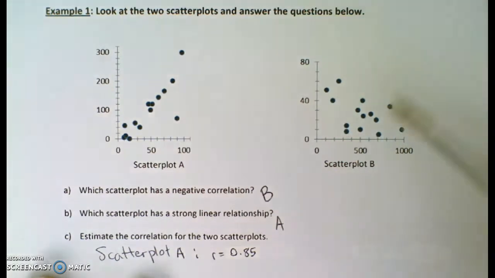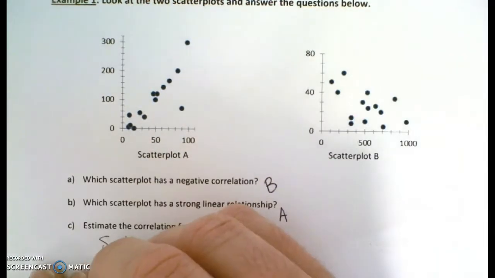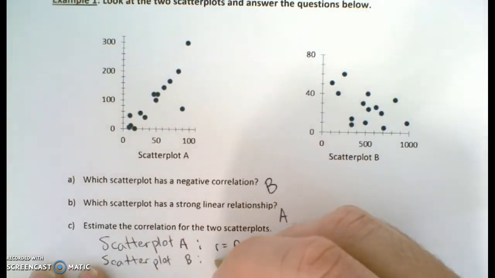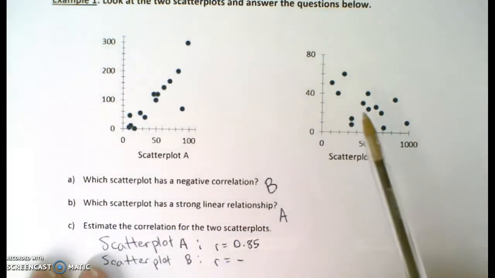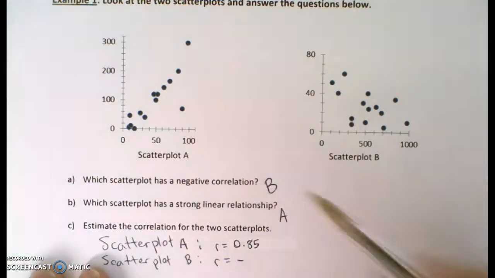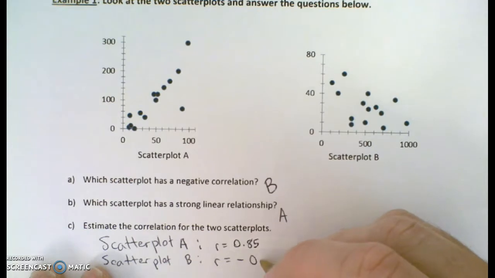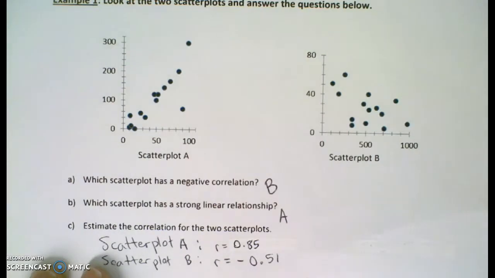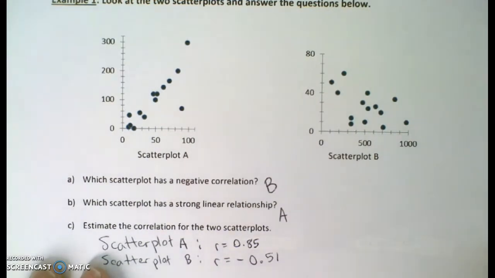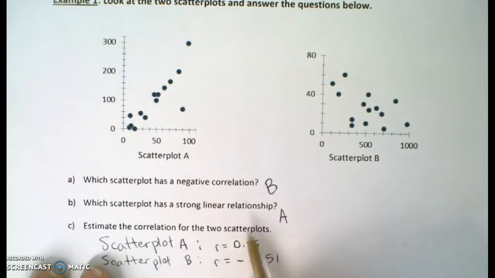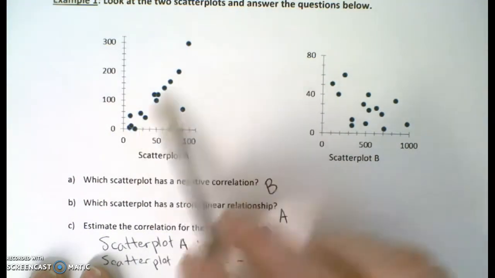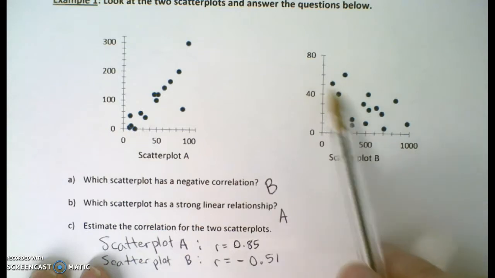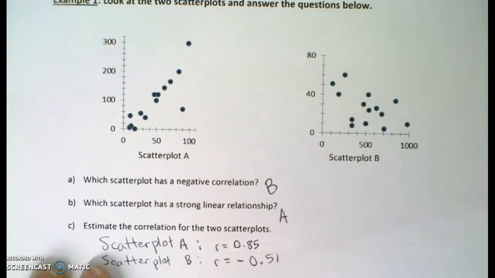For scatter plot B, this is negative, so I know my correlation is going to have a negative value. And then this one's not as close together. So because it's not as close together, it's going to be a number that's a little bit further away from -1. So I'd say about -0.51 for that correlation. So the correlation coefficient, this number, just tells you how closely related the data points are. The closer it is to 1, it's positive, and it looks like a line. The further away from 1, the less the points are going to be near each other.